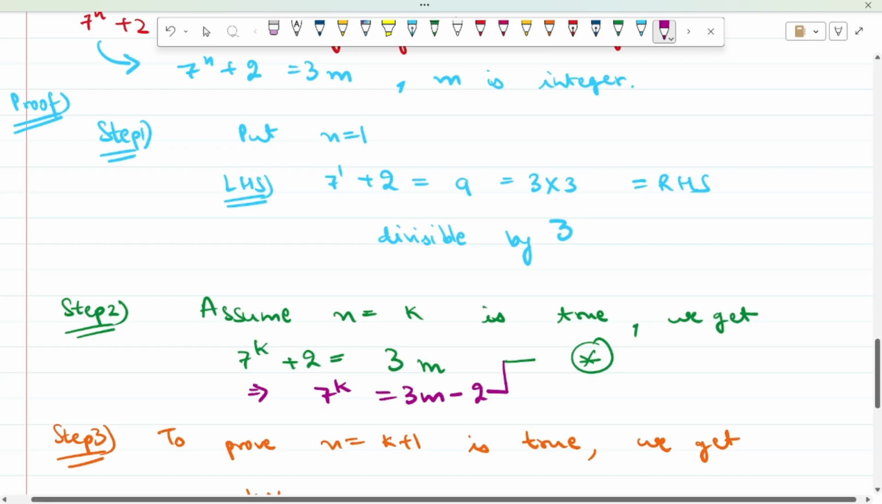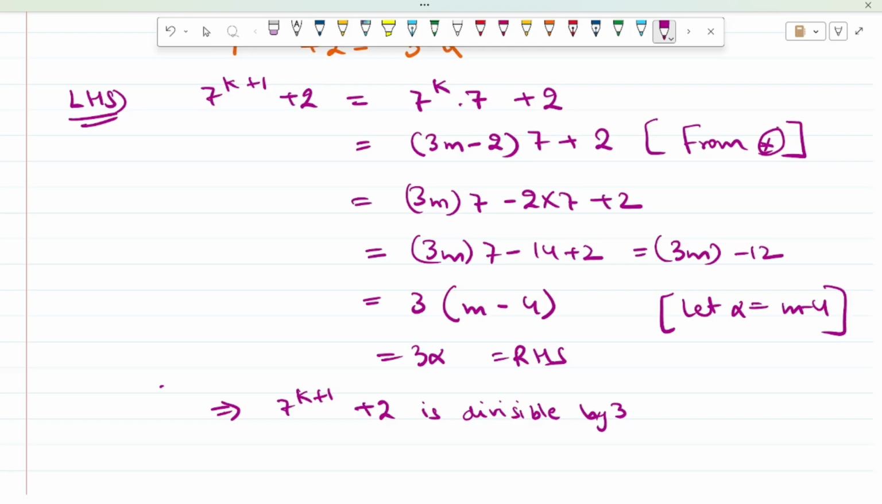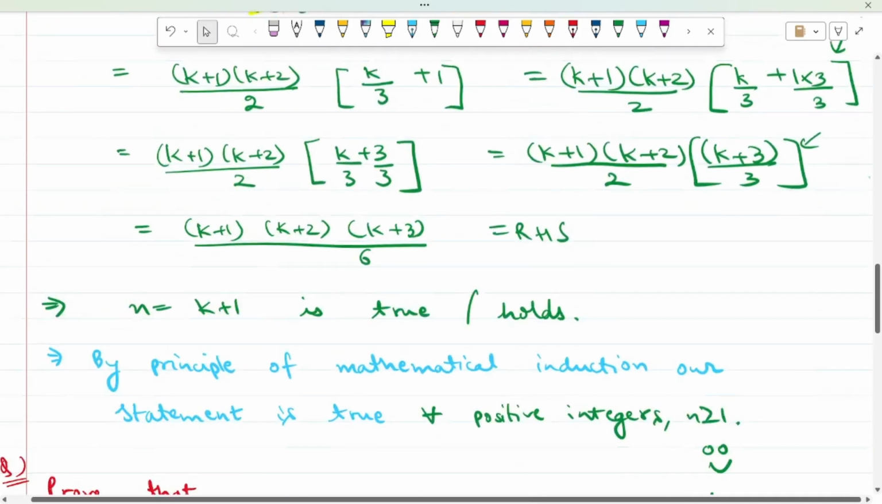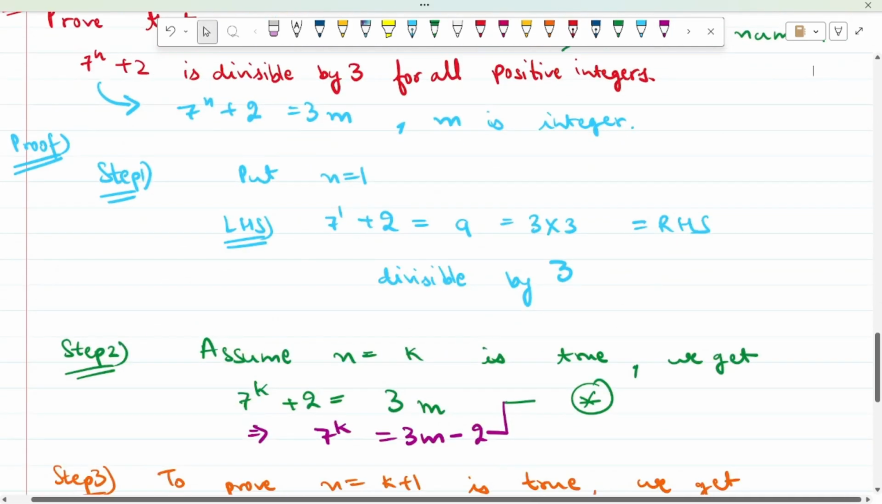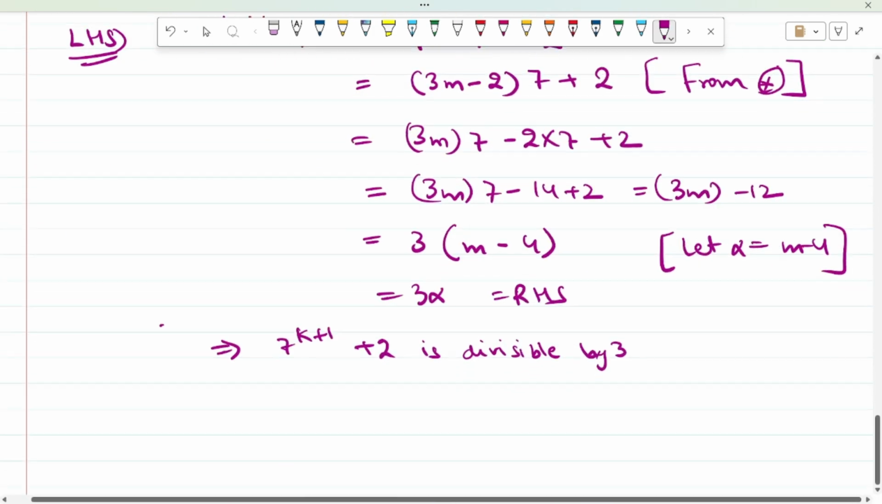We have assumed the statement holds for n is equal to k, and then we have proved for n is equal to k plus 1. Now we can go for generalizing, right?